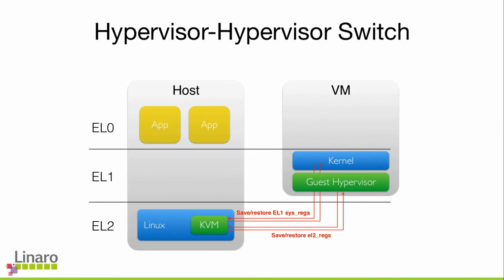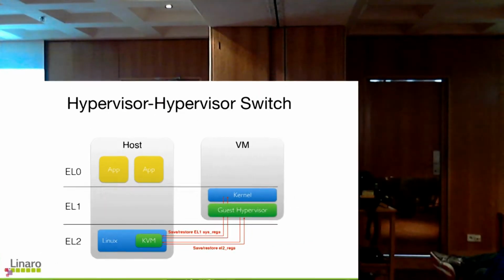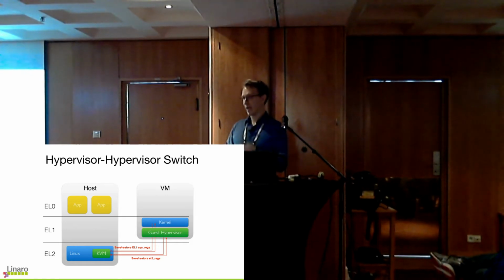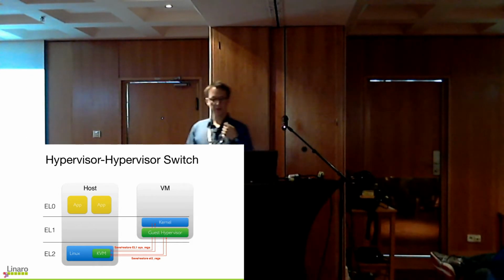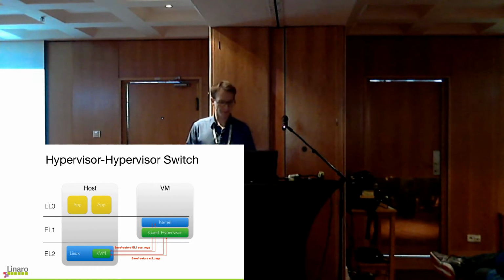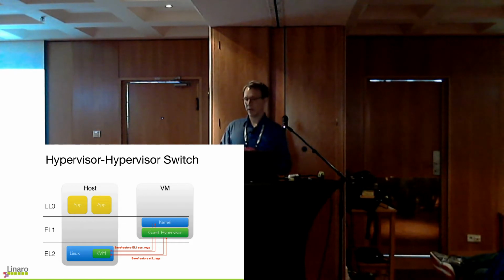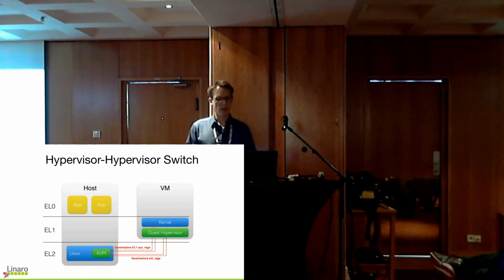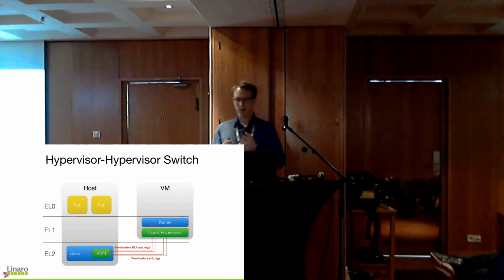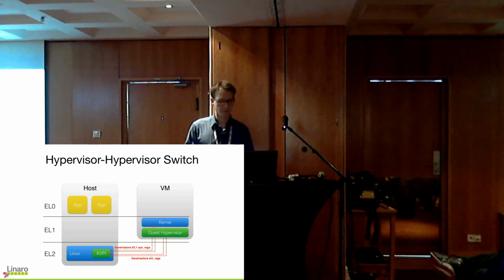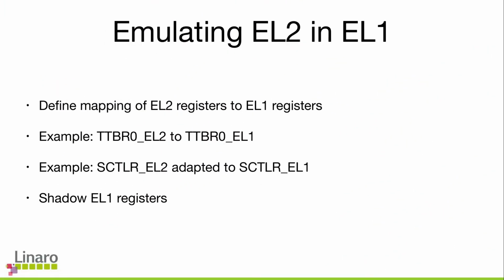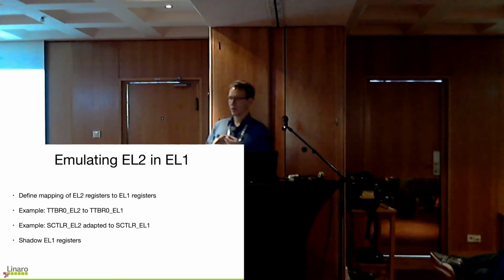With nested virtualization, whenever we enter EL1 to run the kernel, we might be entering a VM kernel, or we might be entering a guest hypervisor. Okay? So if we're entering a VM kernel, we'll put our EL1 state into the hardware. But if we're entering the guest hypervisor, we have to somehow emulate the behavior of EL2 in EL1 and put something else into the registers. So making this whole thing work relies on defining a mapping of EL2 registers into EL1 registers.